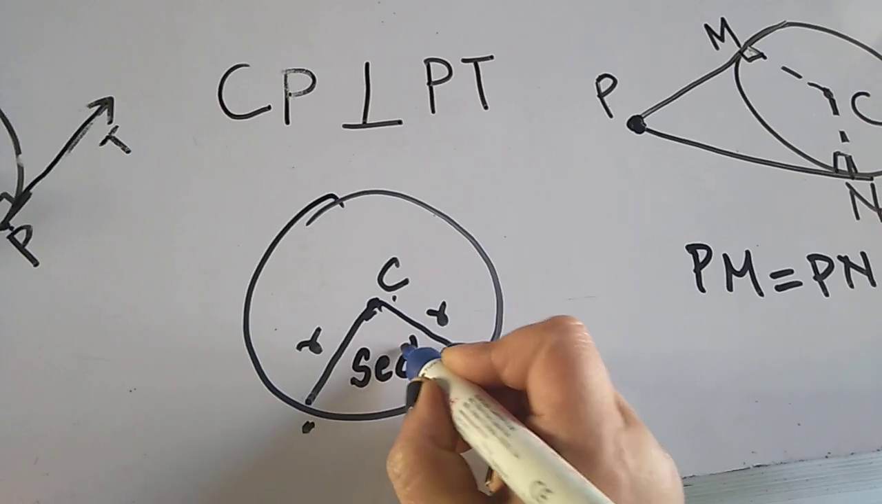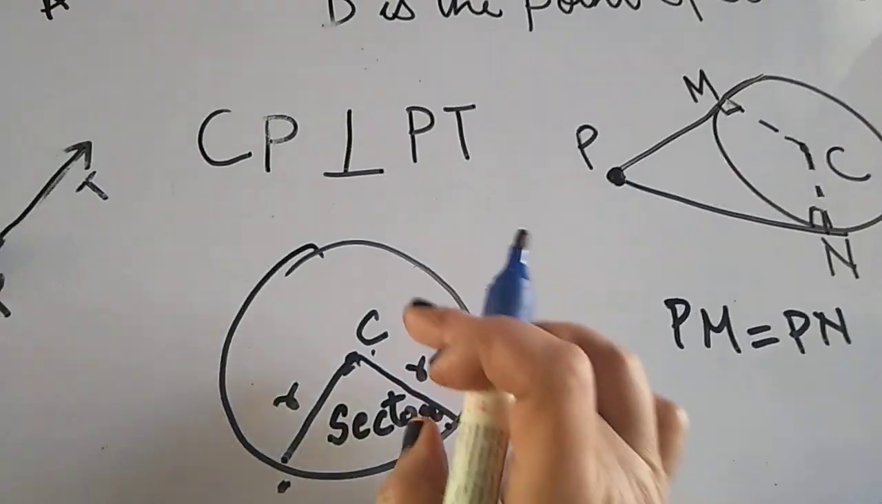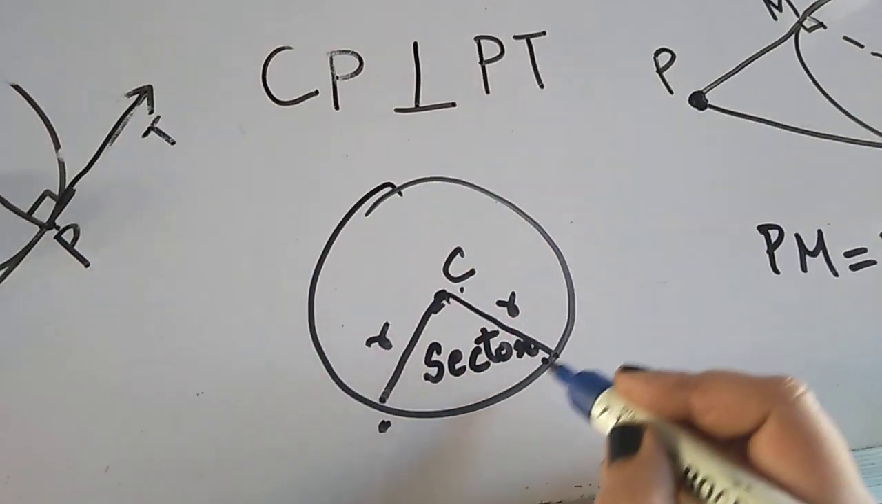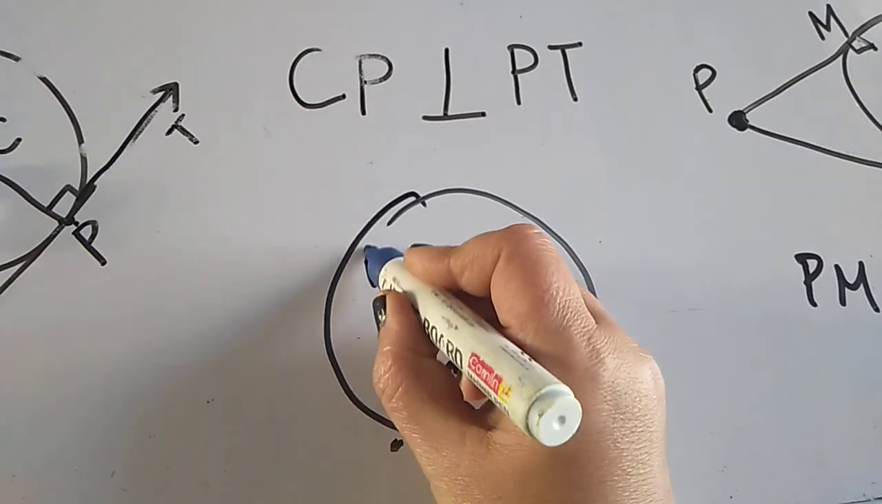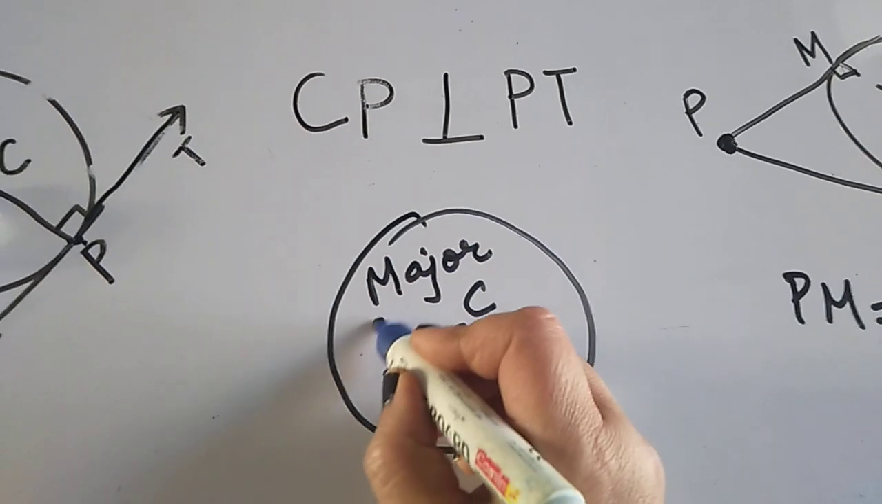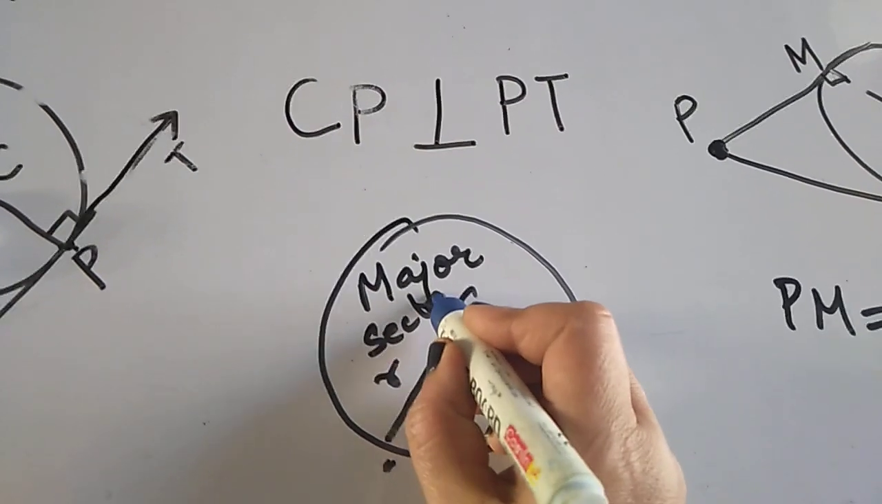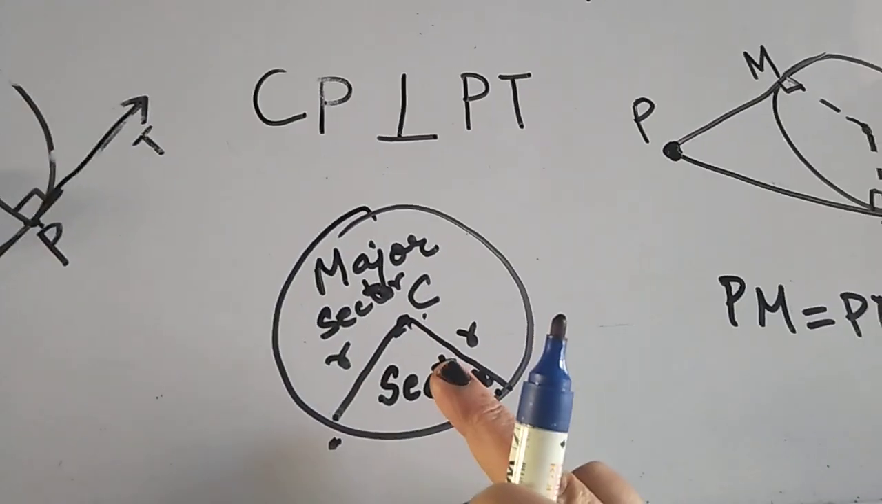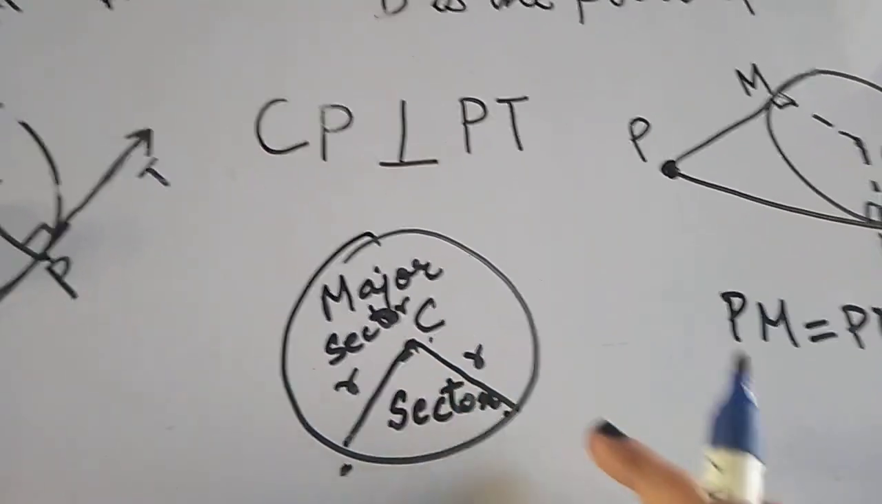S-E-C-T-O-R. They are called sectors. This is the smaller sector, which is the minor sector, and this part is called the major sector. Major, M-A-J-O-R, major sector. Clear? So radii, we say radii because there are two radius.